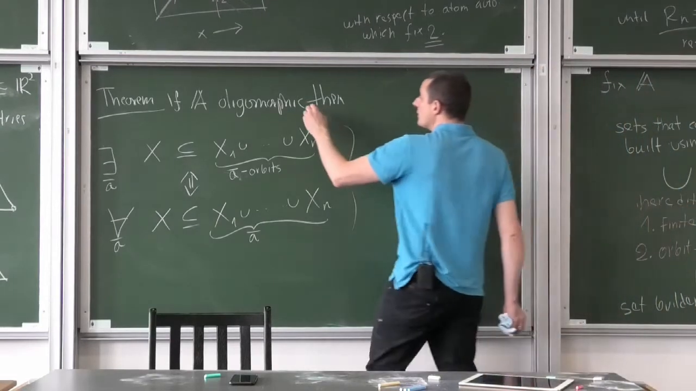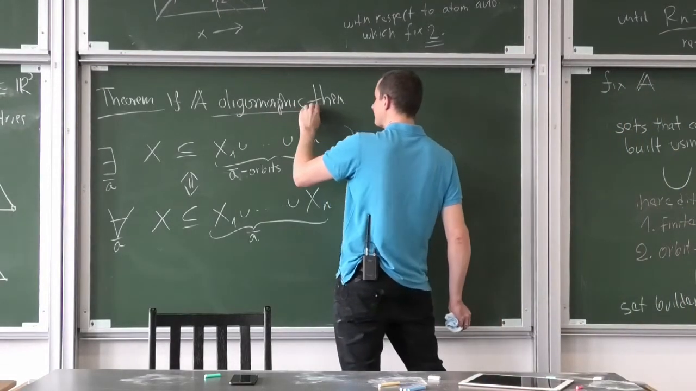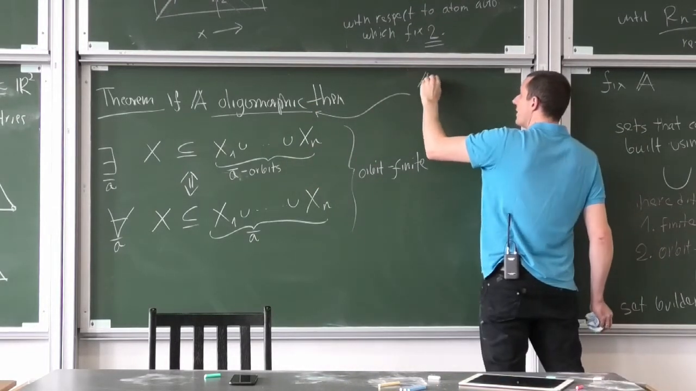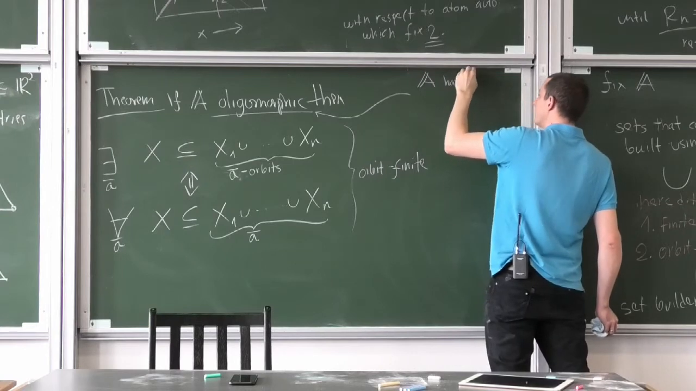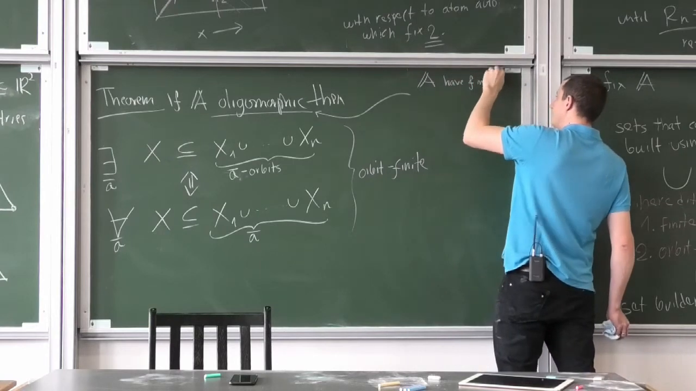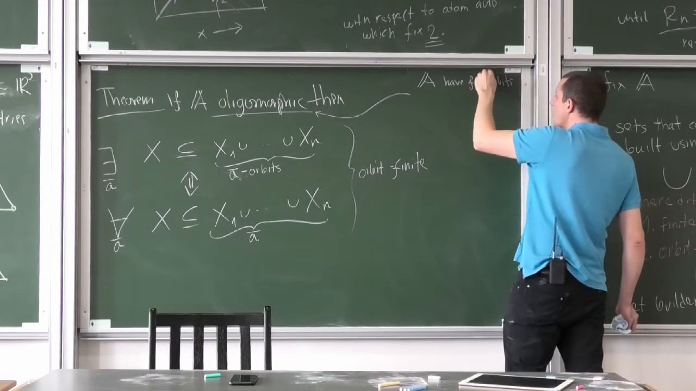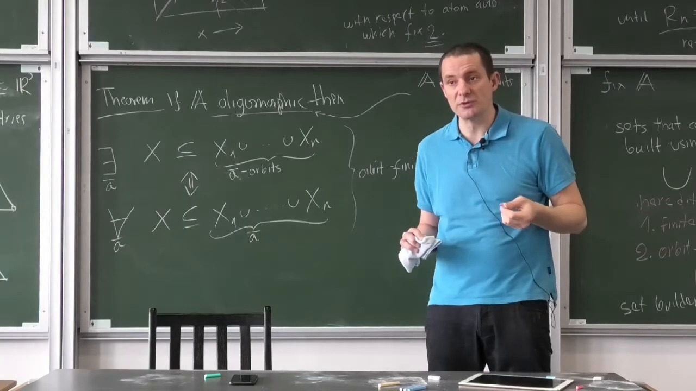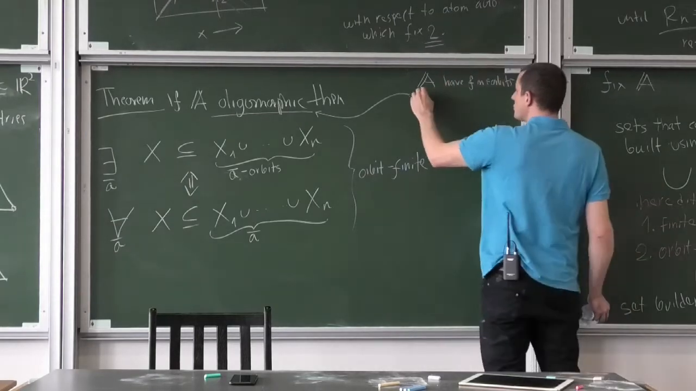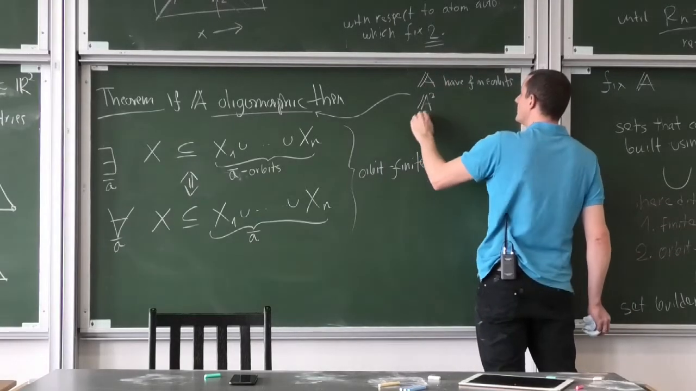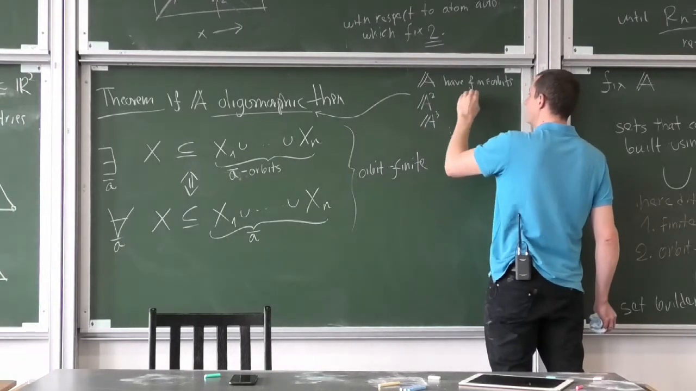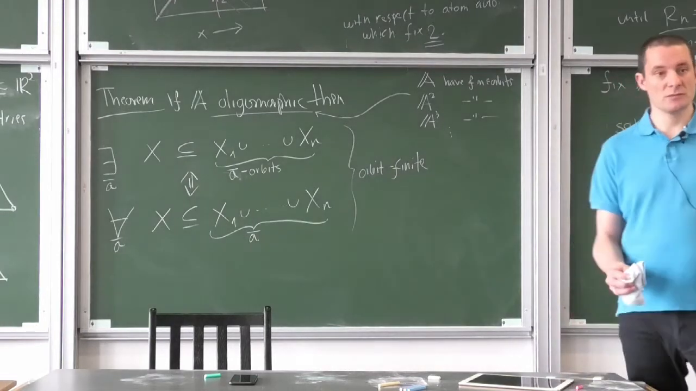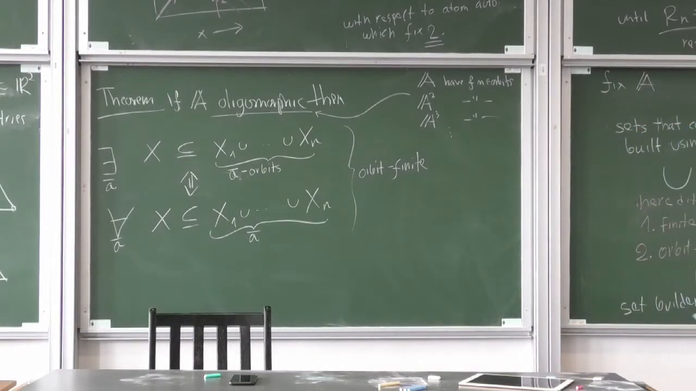Let me remind you what oligomorphic means. This means that the atoms have finitely many orbits. And in the definition of oligomorphism, it's orbits with respect to all possible automorphisms, so with empty support. But this is also true for A squared and A third and so on. So that was what oligomorphic meant.